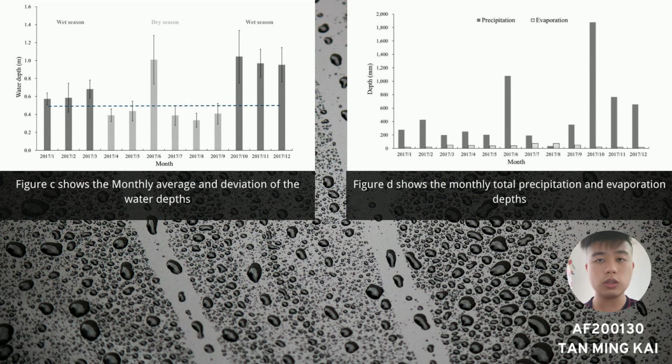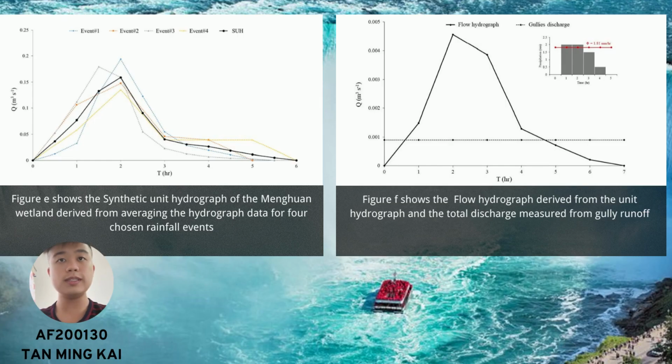Rainfall brought seasonal and occasional heavy rain in late spring, while Figure D shows that the typhoon intensity and amount influence the precipitation quantity in summer. Figure E shows the synthetic unit hydrograph of the Meng Huan wetland derived from averaging the hydrograph data for the 4 chosen rainfall events, while Figure F shows the flow hydrograph derived from the unit hydrograph and the total discharge measured from the gully runoff.